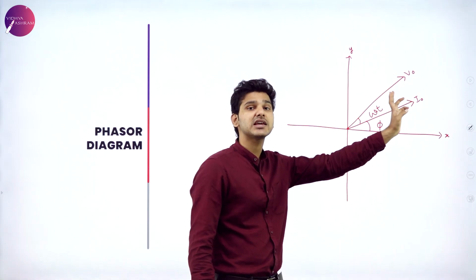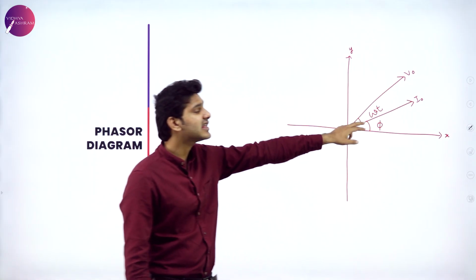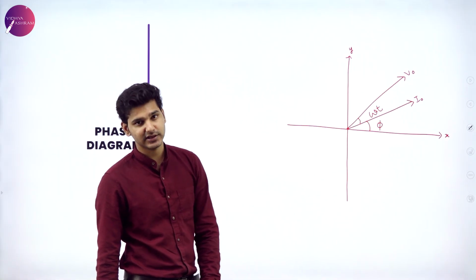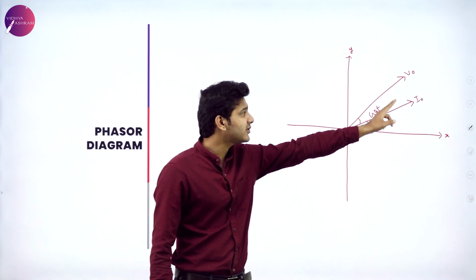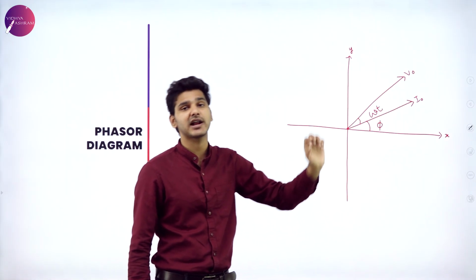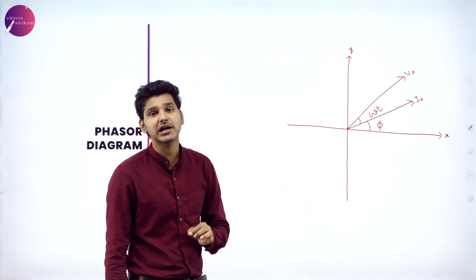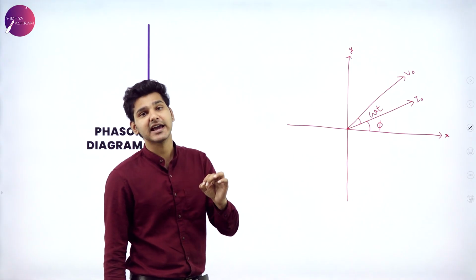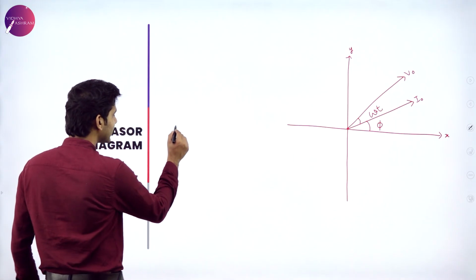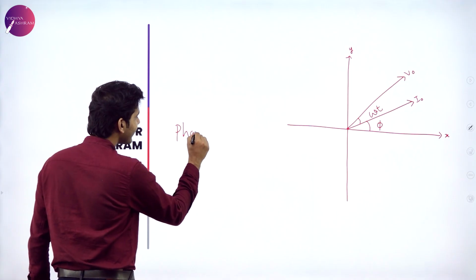So the length indicates the magnitude value, and then there is an angle in between them. There is an angle between I0 and this particular axis. That particular angle is known as phase angle.